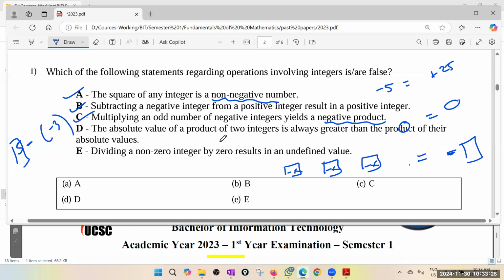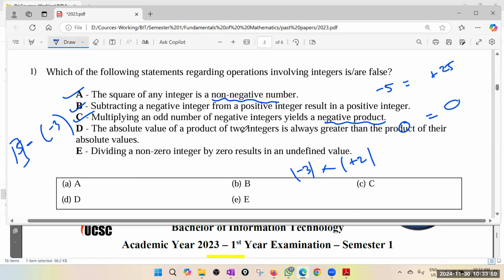The absolute value of a product of two integers, right? You multiply two integers and take the absolute value, always greater than the product of their absolute values. Now think about it, right? So just take an example and think. I think this takes more time than doing calculation, because you need to think. Say -3 into +2.